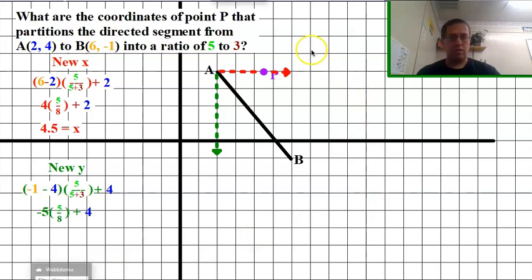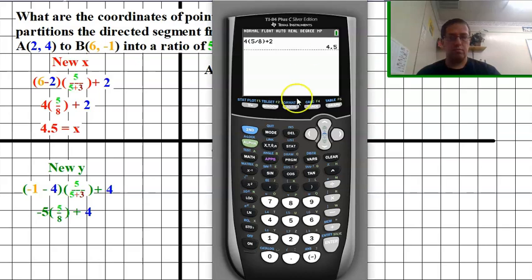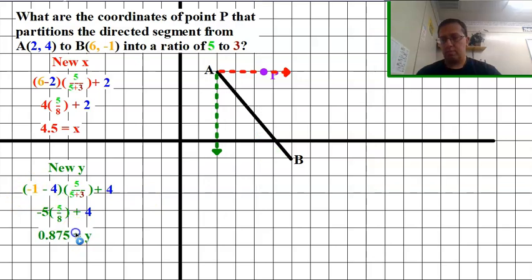Okay, here it is, it's popping up. There we go. Okay, so we have -5 times 5/8 plus 4, and we get 0.875, or if you prefer it as a fraction, 7/8.